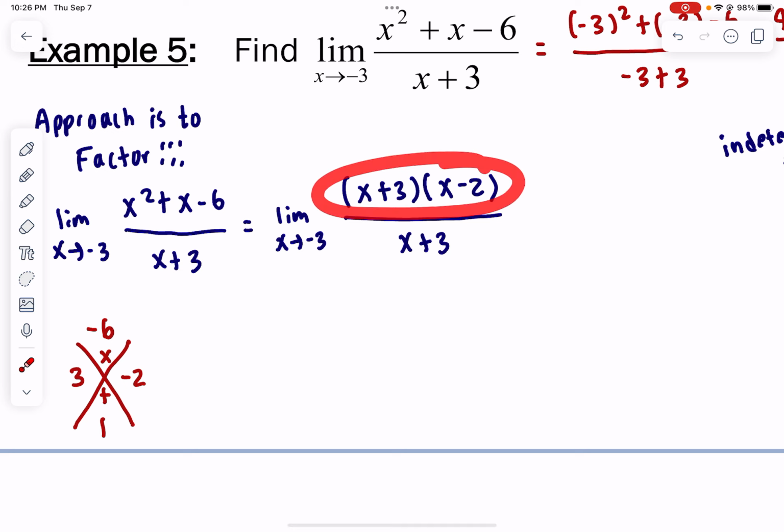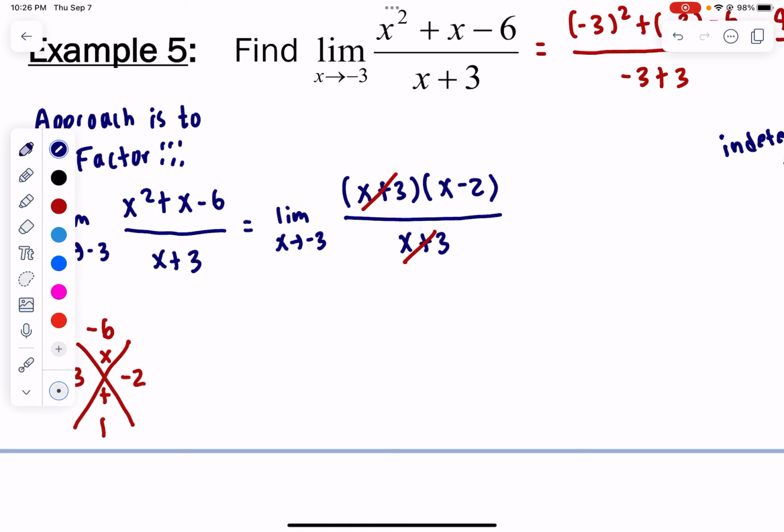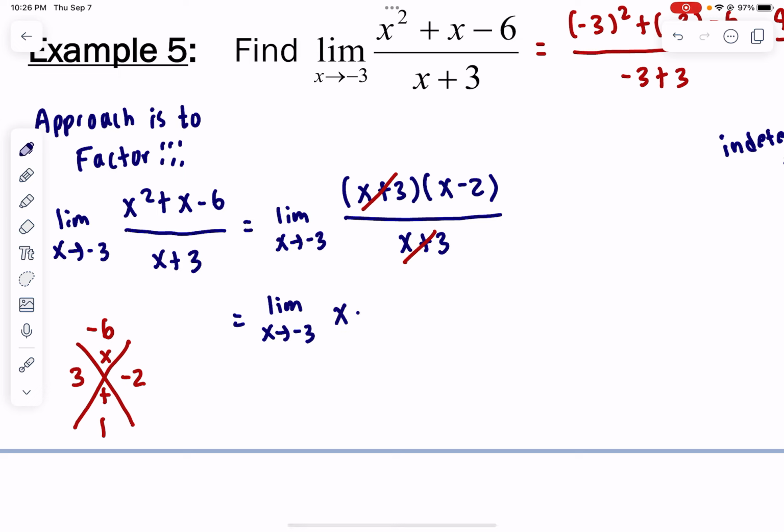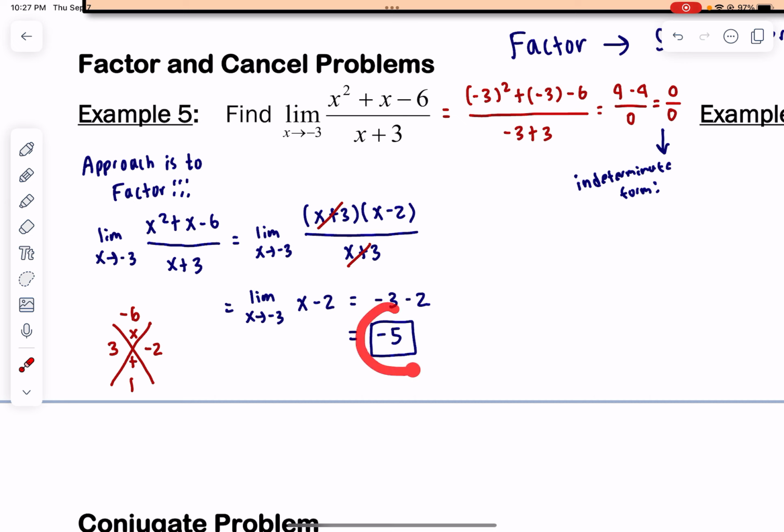And when we factor the numerator, let's see what happens. You'll notice that we have an x plus 3 in the numerator and in the denominator. So we can go ahead and cancel these out. Now we can simplify our limit to this expression: limit as x approaches -3 of just x minus 2. And then we can just plug in our x value. So -3 minus 2. And this limit should evaluate to -5. And this is your answer for example number 5.